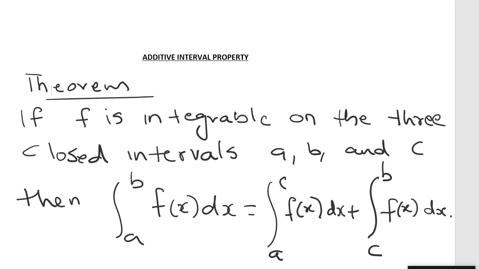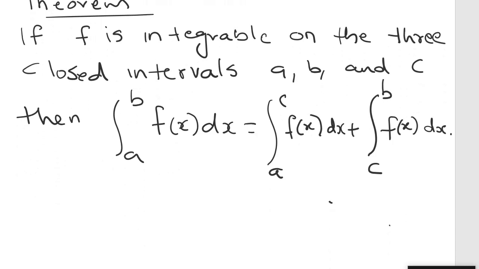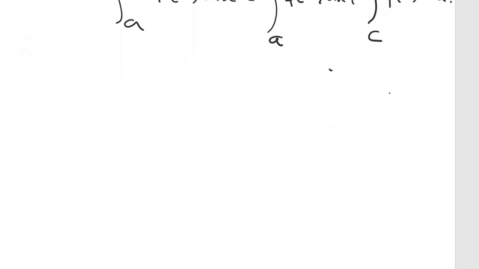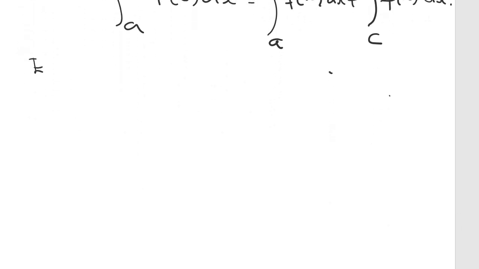So I'll just repeat the theorem again. Today our topic is about the additive interval property. If f is integrable on the three closed intervals a, b and c, then the integral a to b f of x dx will be equal to the integral a to c f of x dx plus the integral c to b f of x dx. I'll just explain.